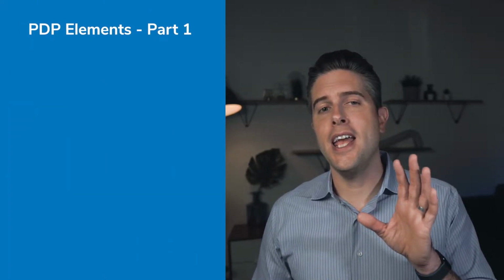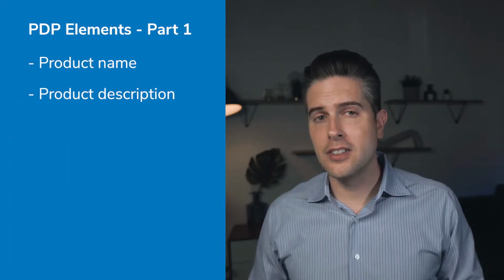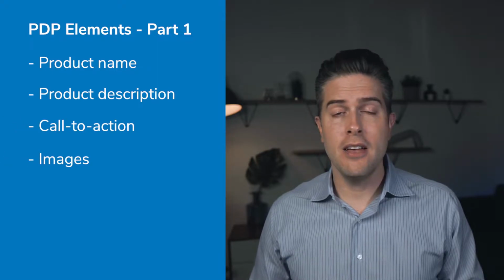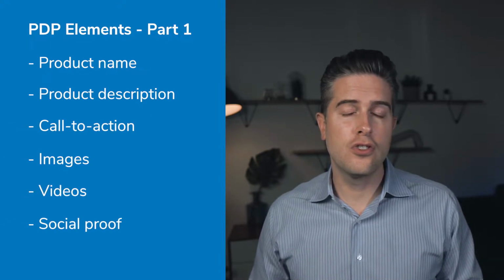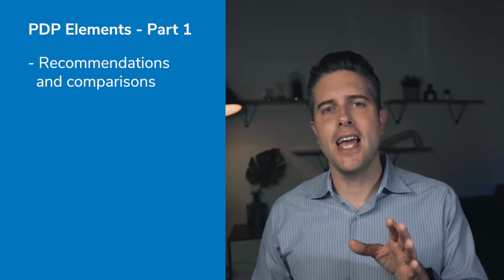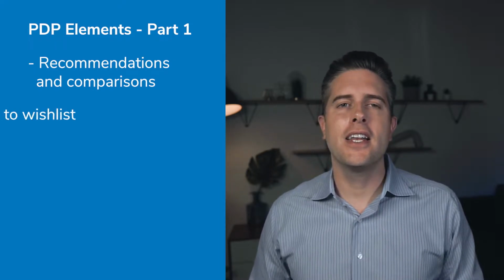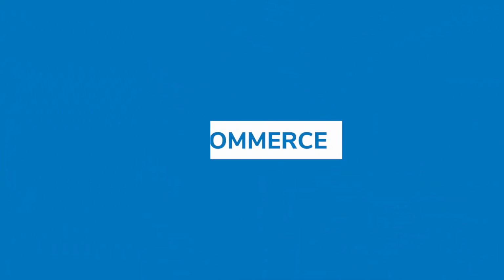To recap, in video 1, we covered 8 things: product name, product description, call to actions, images, videos, social proof, recommendations and comparisons, and adding a wish list. As a reminder, this is the page where your potential customer will determine whether to purchase your product or to keep looking. It's key you optimize these 8 elements above and then continue with what we're about to cover. Okay, here we go.